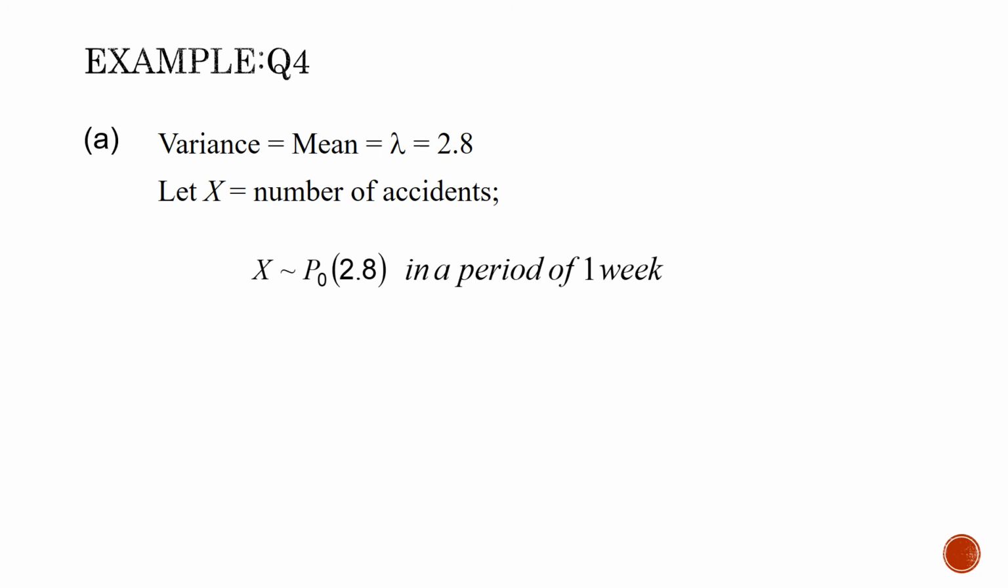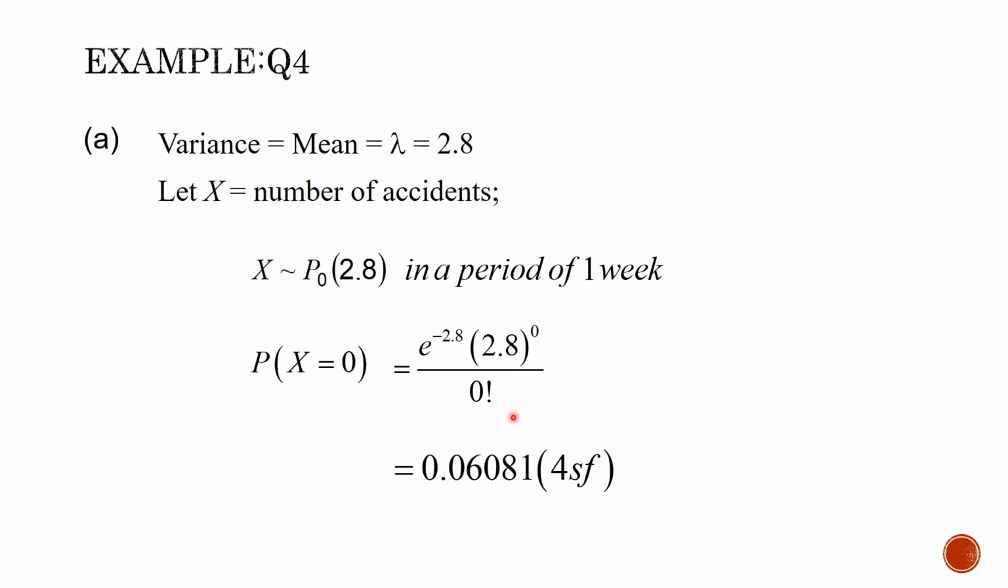So the probability of no accidents occurring in 1 week will be P(X equals 0). Substitute into the formula e to the power of negative 2.8 multiplied by 2.8 to the power of 0 divided by 0 factorial. So you have 0.06081. You round off to 4 significant figures. Part B.